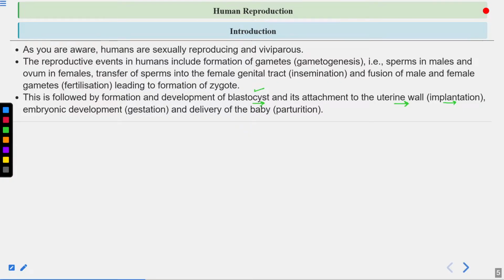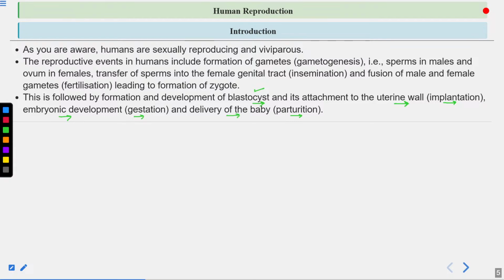Now, after implantation, the next step is gestation, which is the development of the embryo. So during gestation, the embryo development takes place. In humans, the gestation period is 9 months. So this gestation period varies in different animals. Now the last one is the parturition, which is the delivery of the baby.